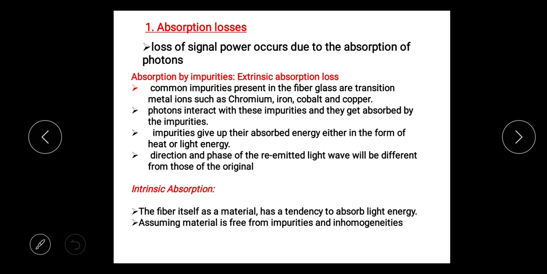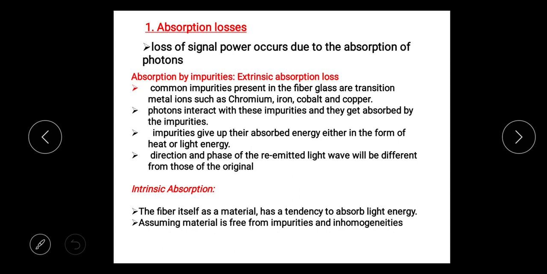In extrinsic absorption loss, the name itself indicates that this absorption takes place due to the presence of impurities. Common impurities present in the fiber glass are transition metal ions such as chromium, iron, cobalt, and copper. Photons interact with these impurities and get absorbed by them. During this absorption, an electron present in the lower state is excited to a higher state, and in the higher energy state these electrons are unstable. Soon they de-excite to the lower energy state by emitting energy.